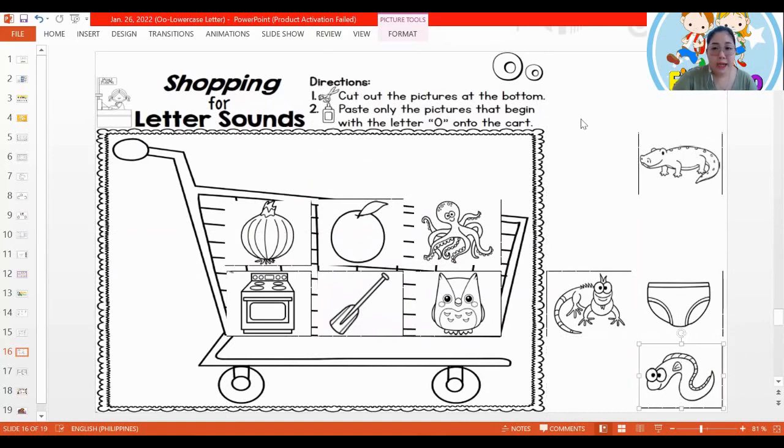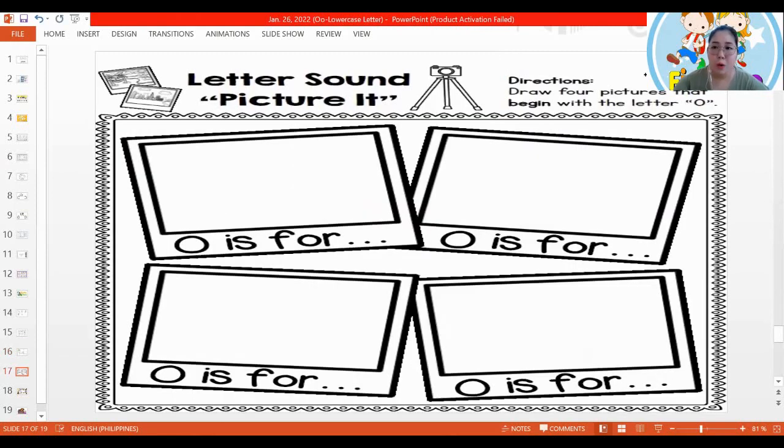So we already have our pictures inside our shopping cart. Let's review them. We have O is for onion. O is for orange. O is for octopus. O is for oven. O for or, and O is for owl. So let's remember these pictures because for the next page, we are going to draw the pictures that start with the letter O.